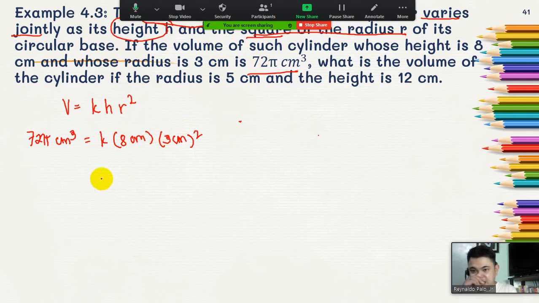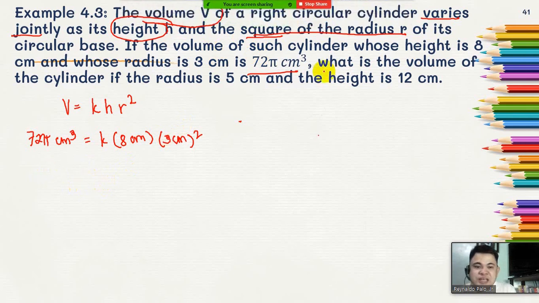Next, let's have the second equation. Alright, so the unknown value here is the second volume. So therefore, we will be using V to solve for the volume. So V is equal to k, wherein the second height h is 12 centimeters, times the second radius, which is 5 centimeters squared.